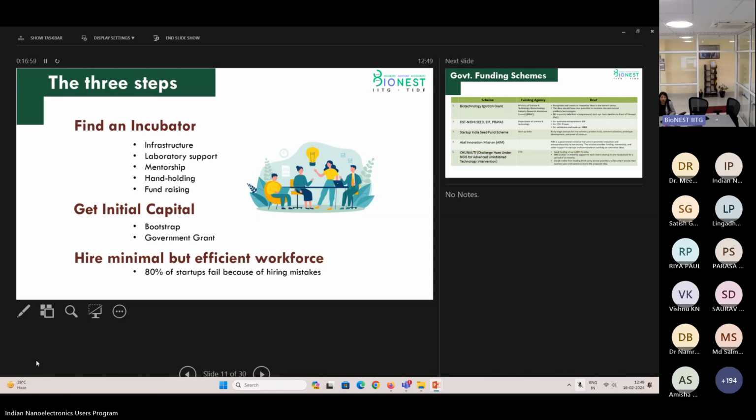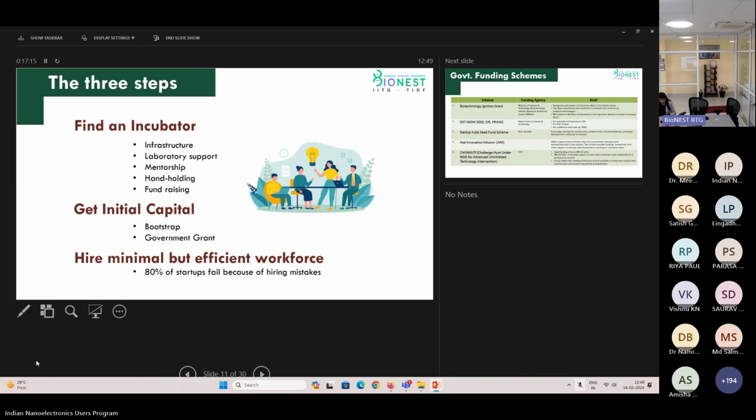So all this hand holding is very necessary, and this is what an incubator, any entity like us, provides to budding or early stage startups, right? And obviously, these incubators help you in raising funds either from government or from private equity.